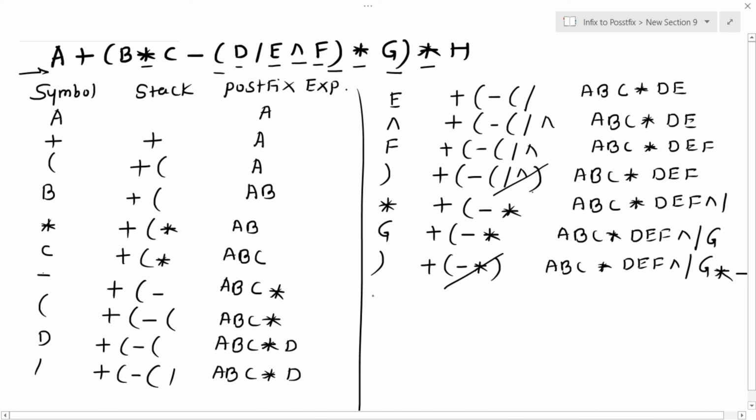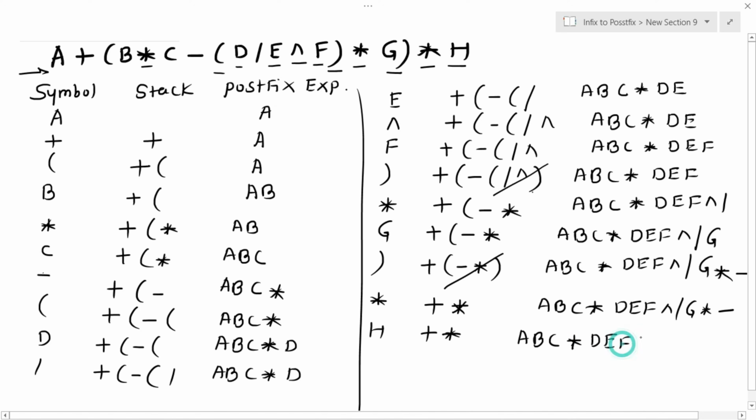Now the next symbol we are going to scan is multiplication. So here is already plus, then we insert multiplication into the stack and we have the expression ABC multiplication DEF exponential division G multiplication minus. Now the last symbol we are going to scan is H. Here we have plus and multiplication. H is an operand, so it goes into the postfix expression.